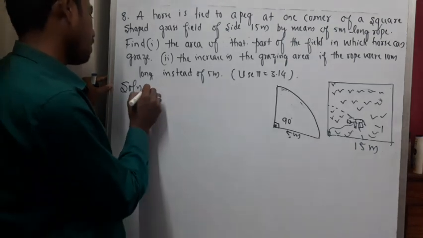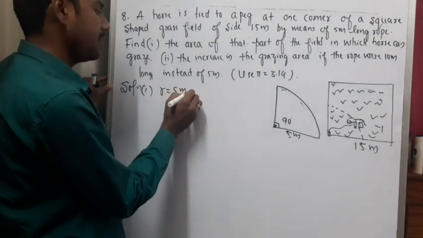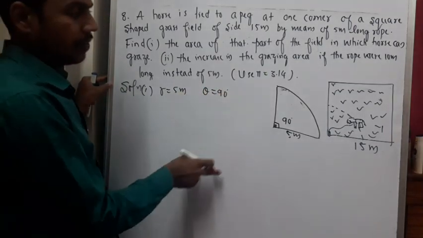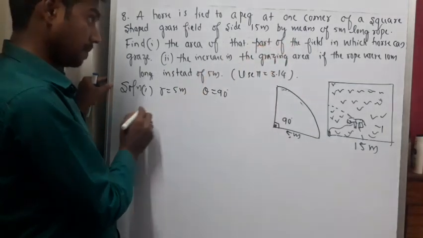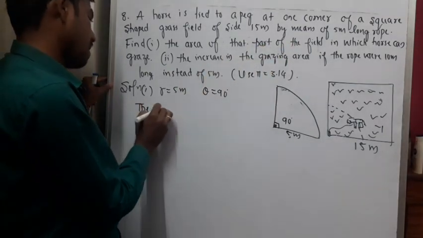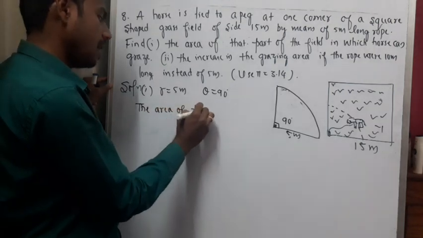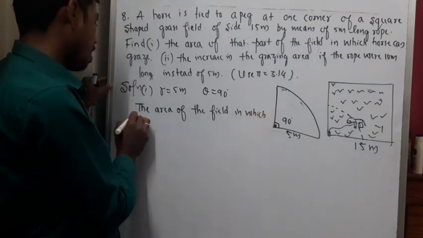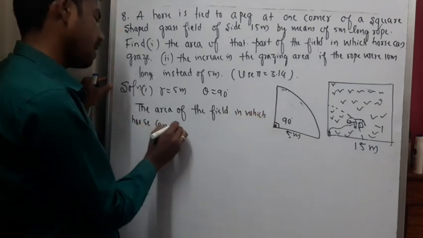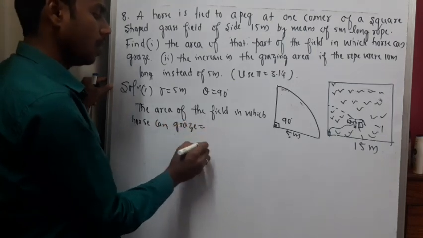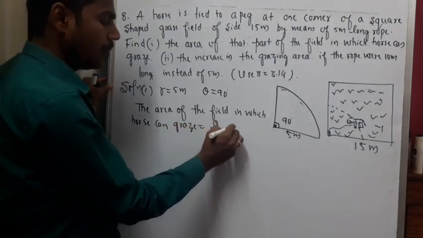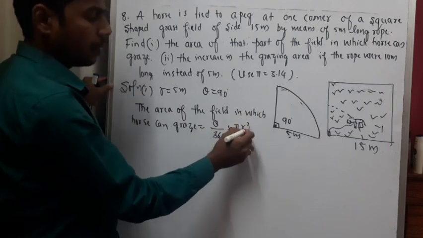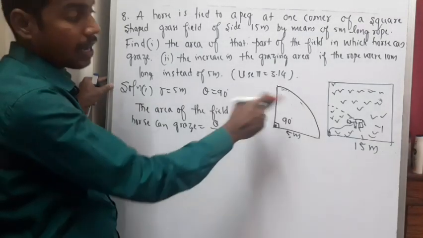Okay, now first one, what is r? r is 5 meter and theta is 90 degree. We need to find the area of the field in which the horse can graze. The area of the field in which the horse can graze is equal to theta divided by 360 into pi r square. This is the formula to find the area of the sector.